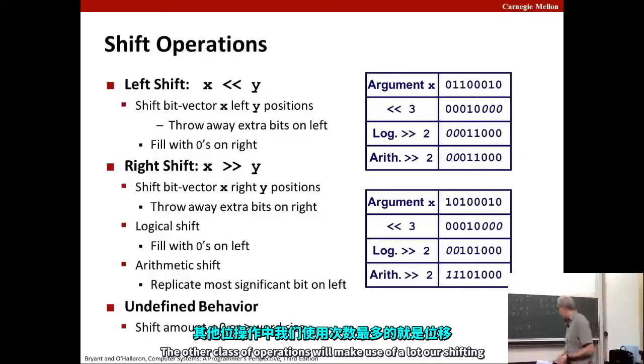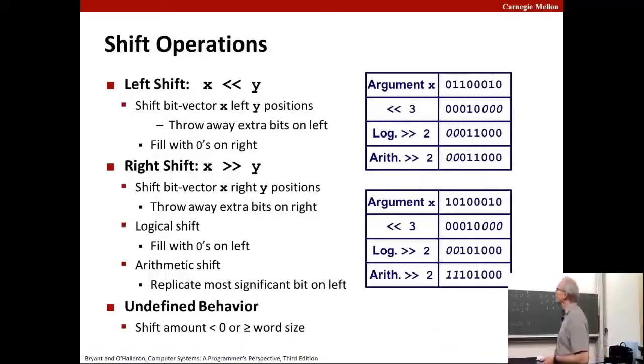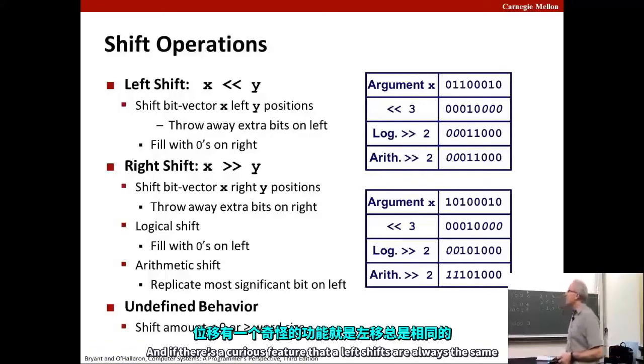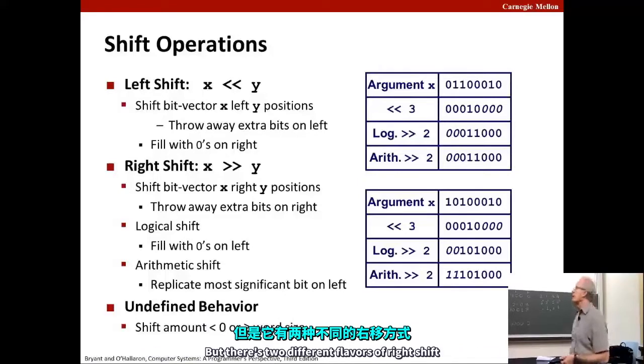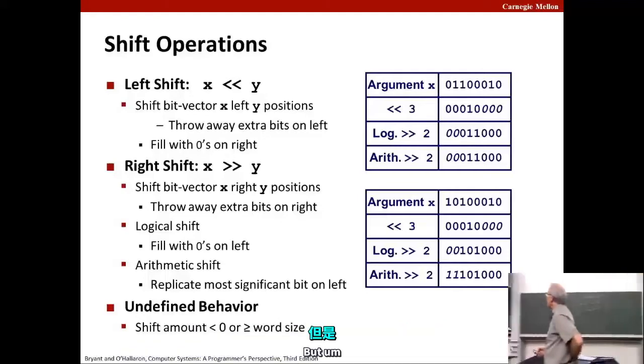The other class of operations we'll make use of a lot are shifting, which again is not something that beginning programmers normally think about too much. There's a curious feature that left shifts are always the same, but there are 2 different flavors of right shift. We'll see a little later why there are 2 different flavors of right shift.